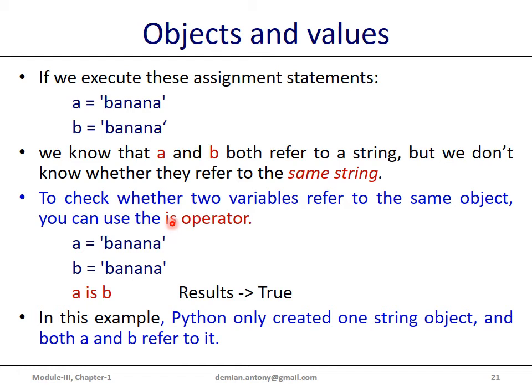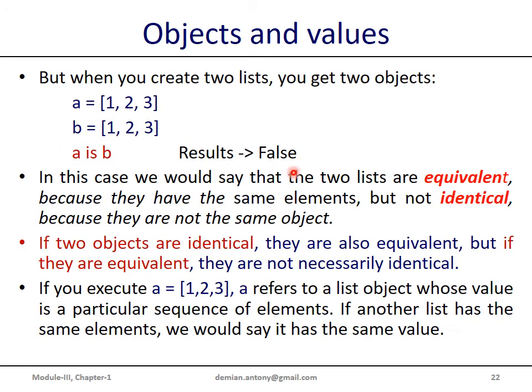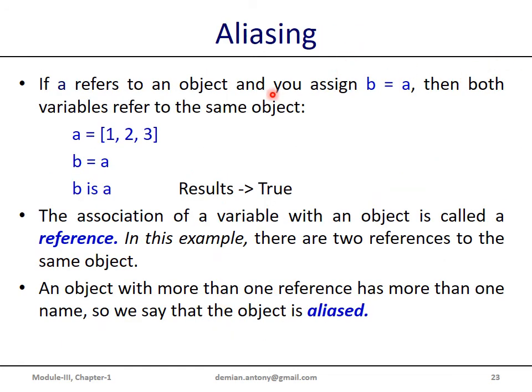If A and B refer to different objects, then it returns false. In this case, A and B are two strings having the same value, and the execution of the instruction A is B results in a value true. Now take a list 1, 2, 3, and we execute the statement like this.